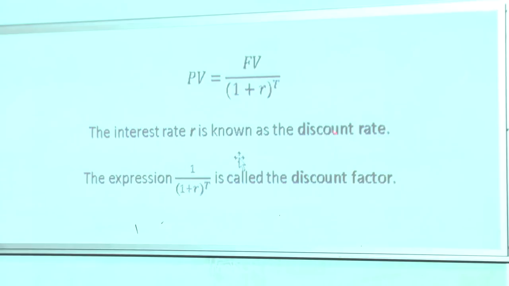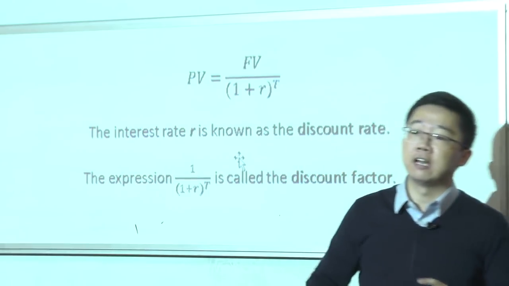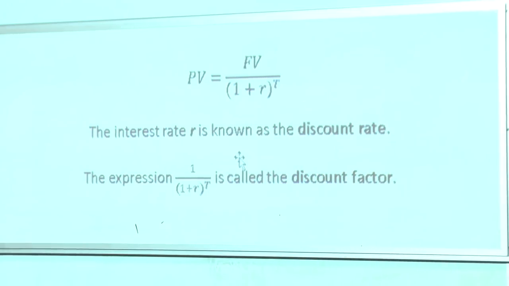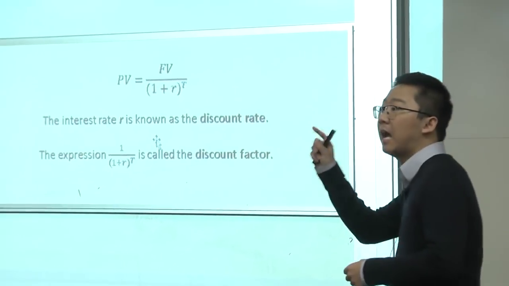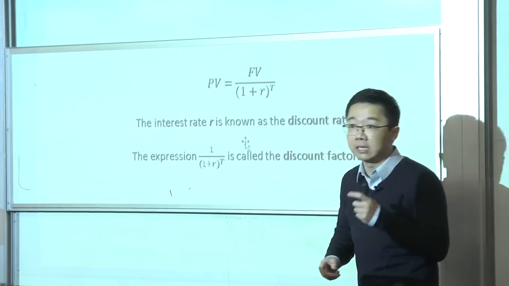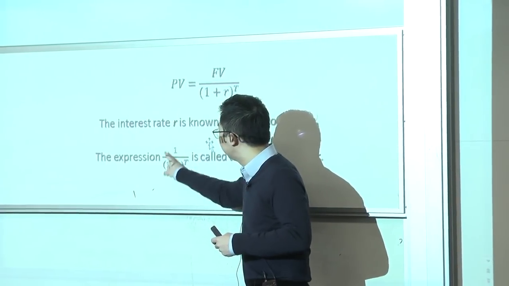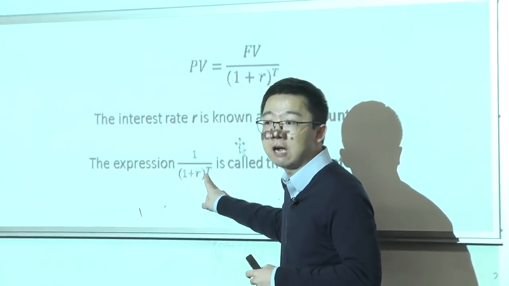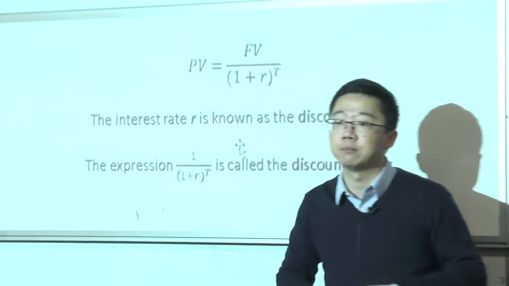Some terminologies. Discount rate. What is discount rate and what is discount factor? We call R, the interest rate, the discount rate, and 1 over 1 plus R to the power t the discount factor. Discount factor is just the value right now of $1 that happens t periods later. Say it's 6% and $1 that happens 5 years later is worth 1 divided by 1 plus 0.06 to the power of 5 at the current time. So, discount rate and discount factor.